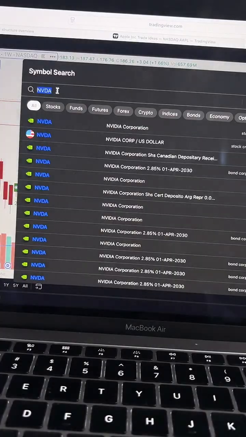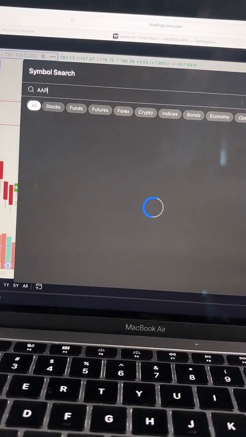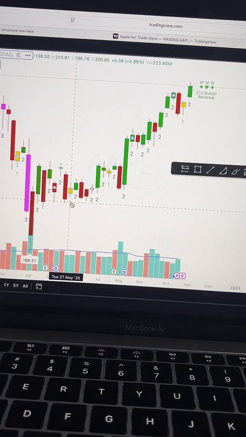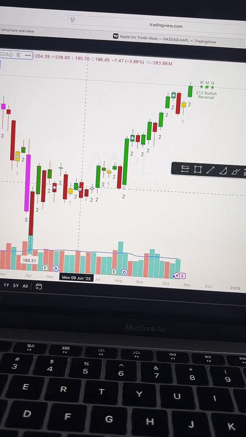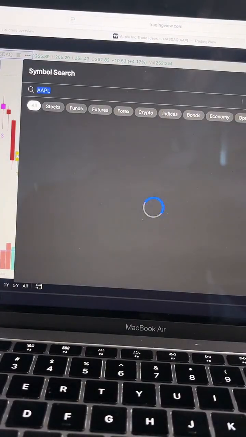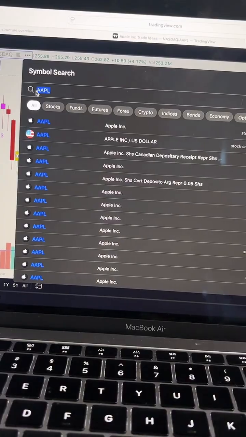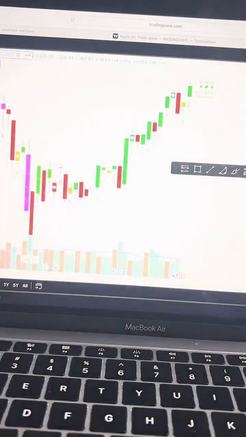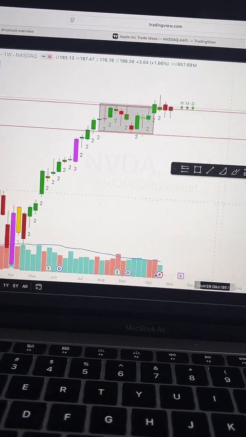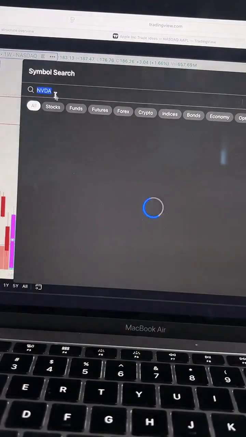Now let's find the structure on, what was another one? Apple. Someone said gonna break down what? NVIDIA? You think NVIDIA is gonna break down? Share your thoughts. I'm gonna come back to your comments.